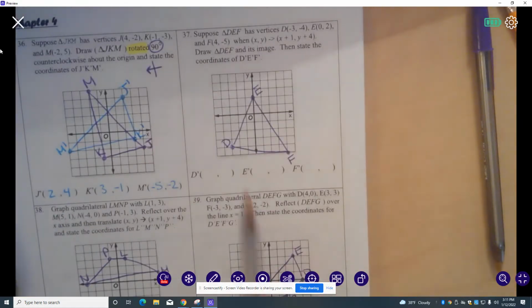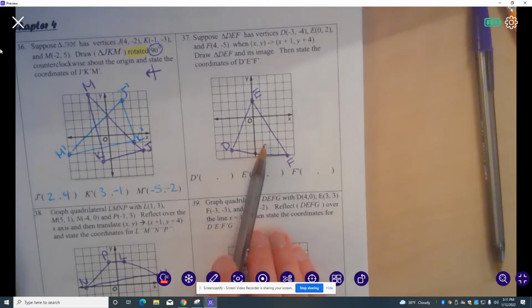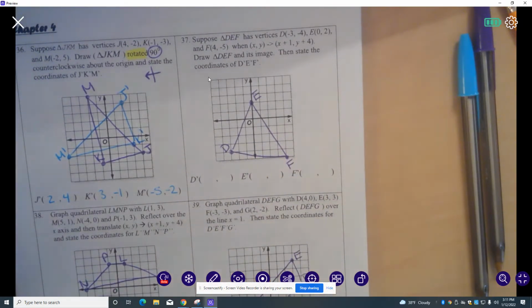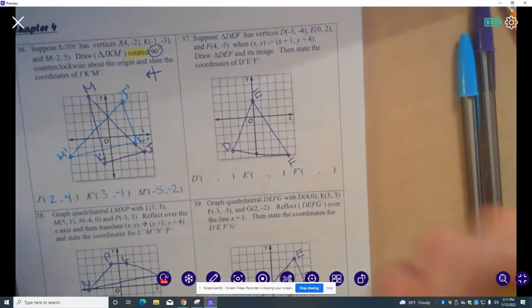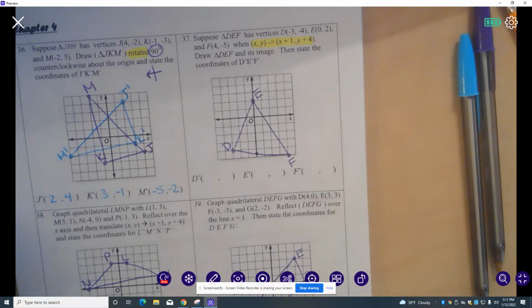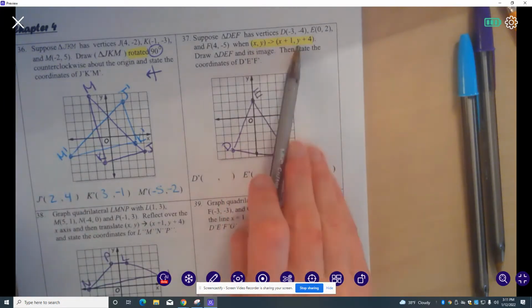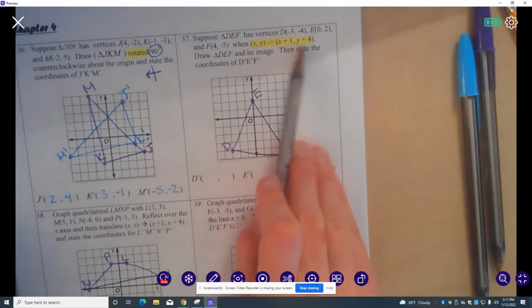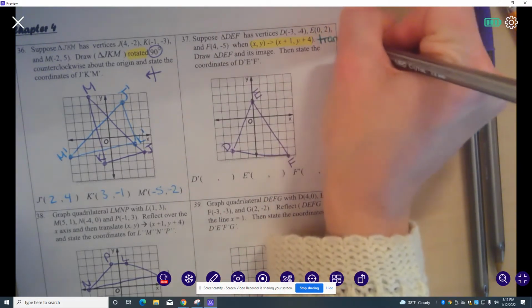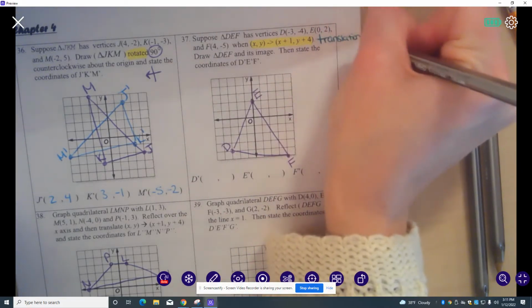And number 37, I graphed the pre-image. And we're going to apply the rule (x, y) maps to (x + 1, y + 4). Now, when we see a rule like this telling us what we're adding or subtracting to our x and y coordinates, remember, this is a translation. This is a slide.